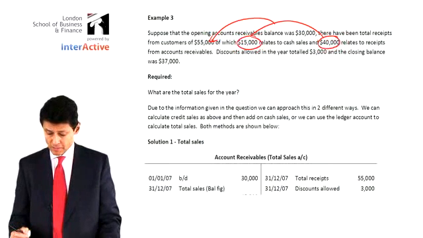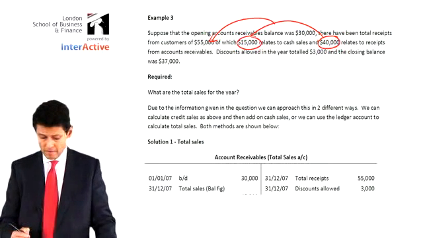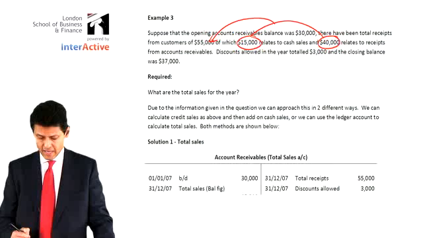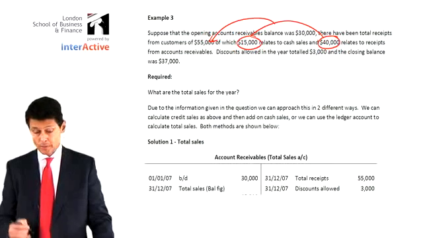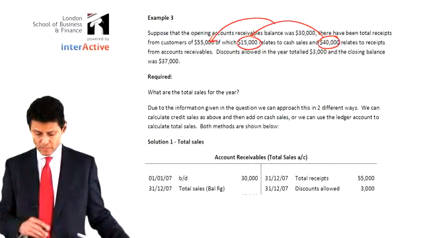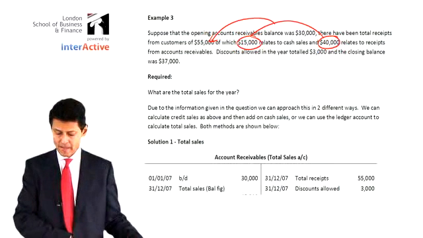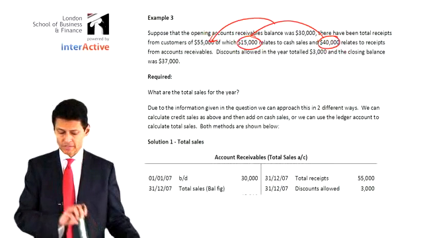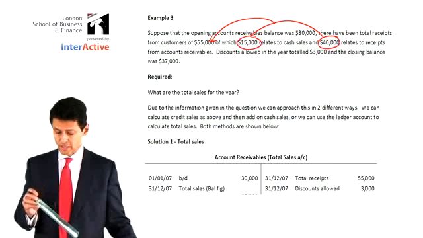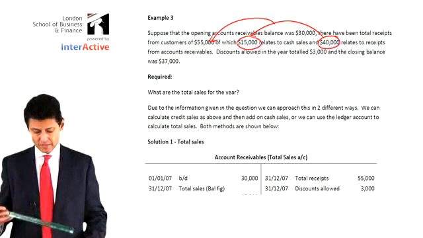Discounts allowed in the year totaled 3,000. And the closing balance was 37,000. What are the total sales for the year? You can approach this question, by the way, in two different ways. We can calculate the credit sales as above and then add on the cash sales, or we can use ledger accounts to calculate the total sales.